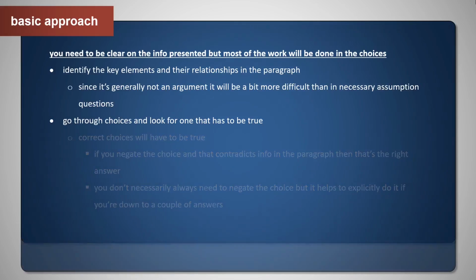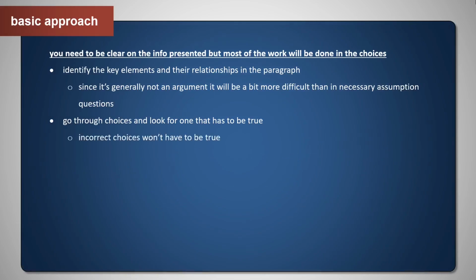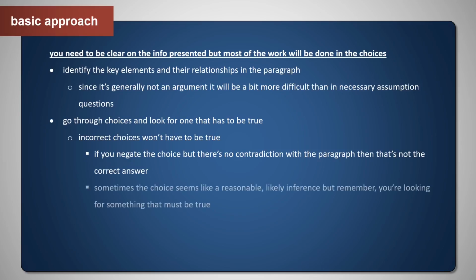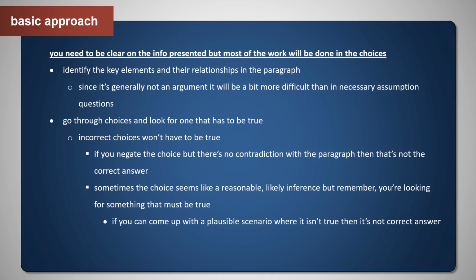So that's the correct choices. The incorrect choices will not have to be true. So if you negate the choice but there's no contradiction with the paragraph, then that's not the correct answer. Sometimes a choice seems like a reasonable or likely inference, but remember, you're looking for something that has to be true. If you can come up with a plausible scenario where it isn't true, then it's not the correct answer because it has to be true. Incorrect choices could also be contradictory. They might have to be false, or more likely, they'll be irrelevant.